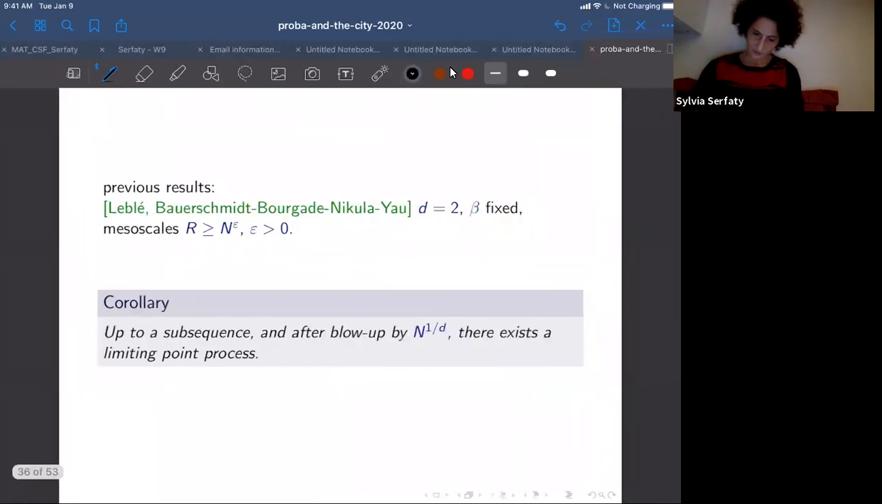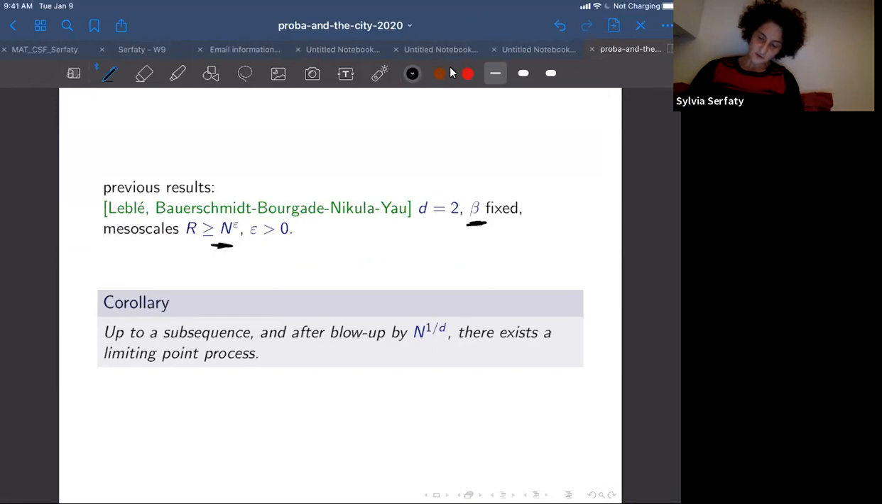So the idea, there were some previous results, of course. In particular, Thomas Leblé had obtained something like that in dimension 2. And also Bauer, Schmidt, Bourgade, Nikula, also in dimension 2, but it was for beta fixed, and they couldn't go down to the microscale. It was limited to the mesoscale. So R had to be bigger than n to the epsilon. I remind you here, everything is expressed in zoomed coordinates. So R is always large.